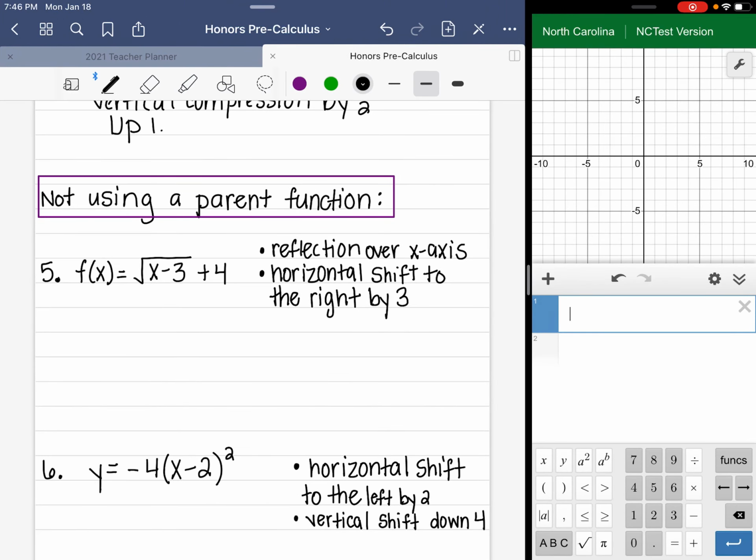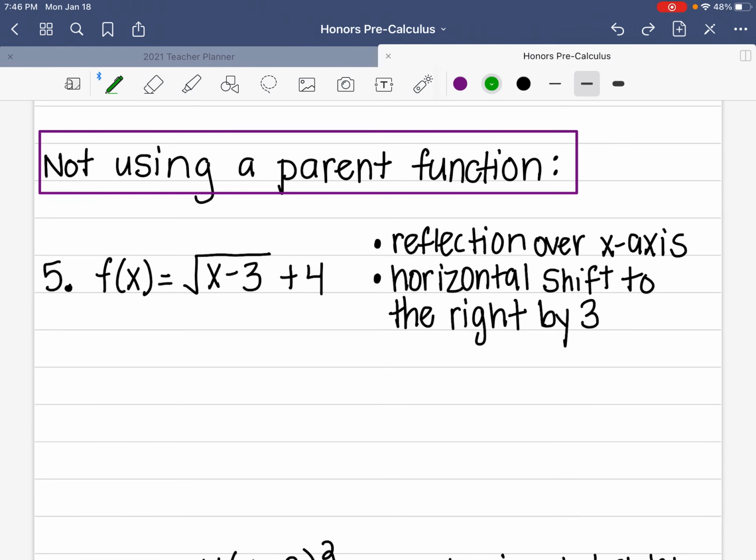Now, what happens if I don't have a parent function and I ask you to transform the function even more? So I have the square root of x minus 3 plus 4. Initially, we're going to the right 3 and up 4. They want us to transform it even more. They want us to do a reflection over the x-axis, so that means I'm going to put a negative in front.